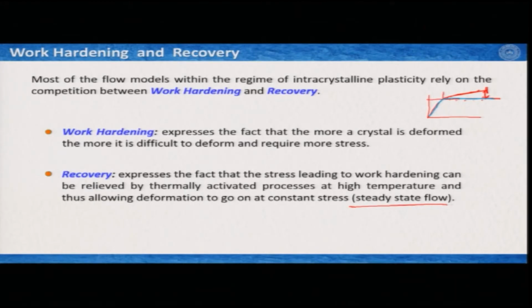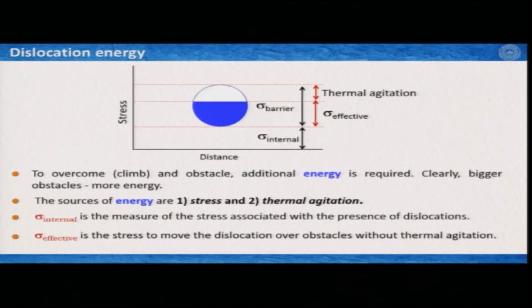So, for the intracrystalline plasticity mechanism, from this slide we can summarize that it is a competition between work hardening and recovery. Whoever wins, the deformation continues or deformation stops, or the crystal or the polycrystals produce fractures. So, how does it work? What are the controls of different types of energies, that is, how can temperature come and lower the stress level required to deform the crystal?